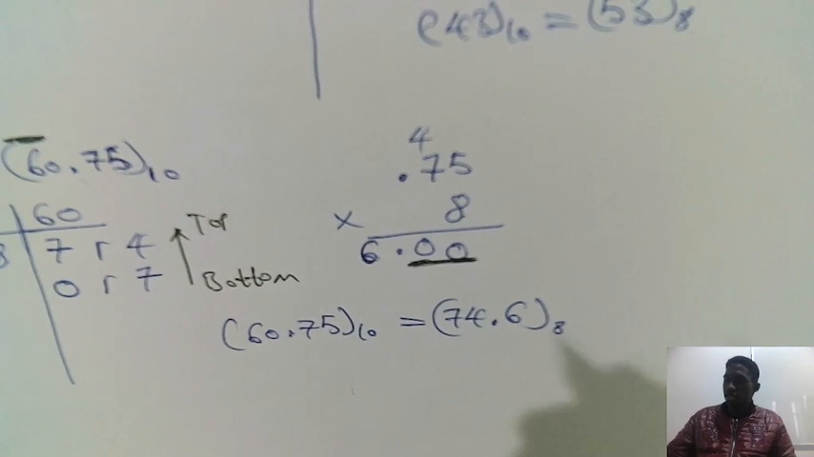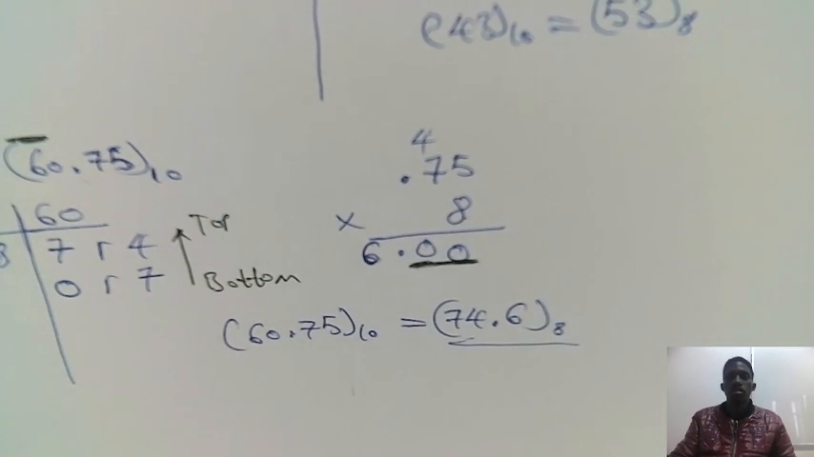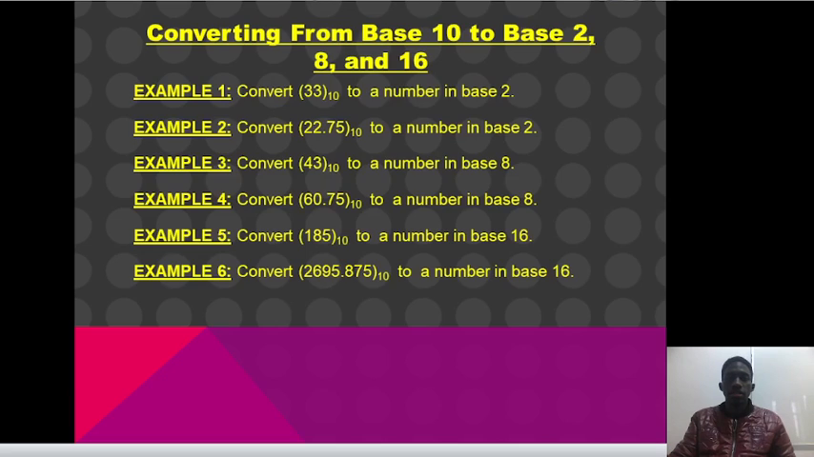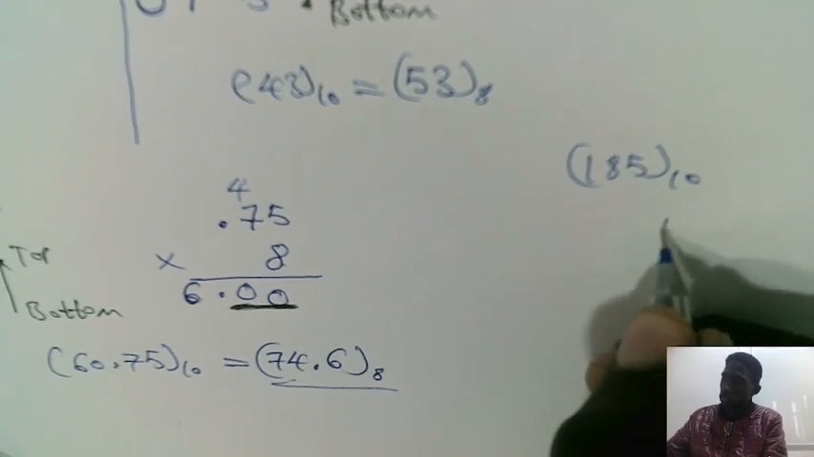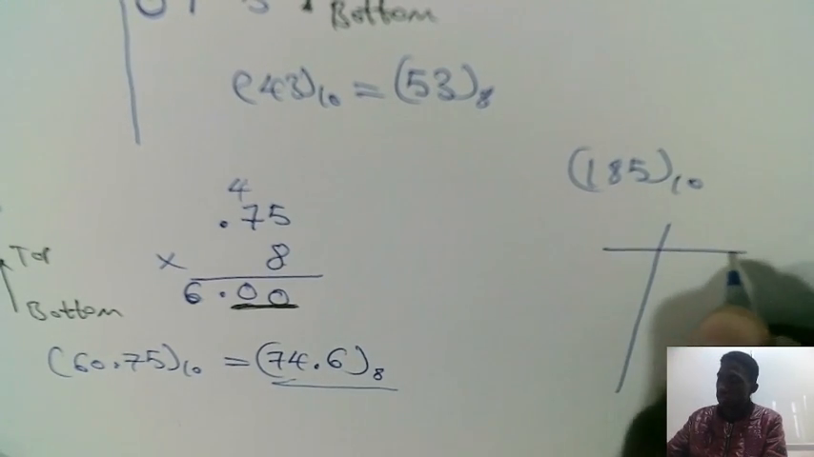And that gives us our answer, 74.6 in base 8. Moving on to example 5, where we have 185 base 10 to a number in base 16. Let's see how we can attempt that. We want to convert 185 in base 10 to a number in base 16. So here's how we do it. We're going to convert using the same method.